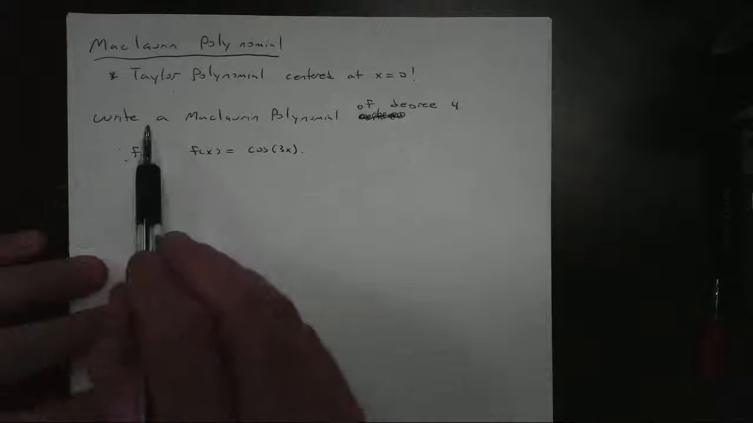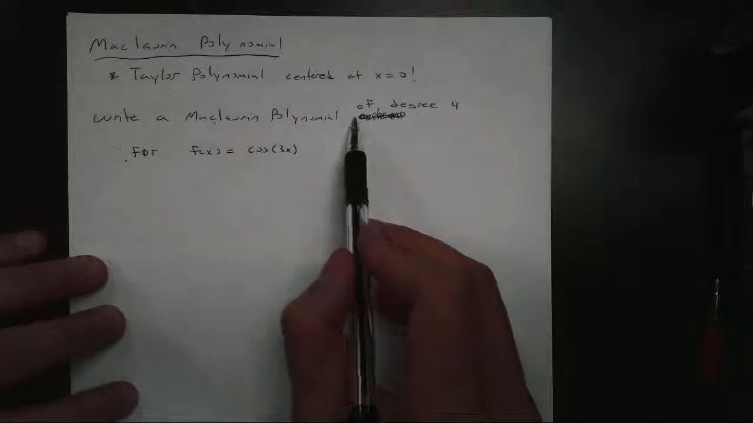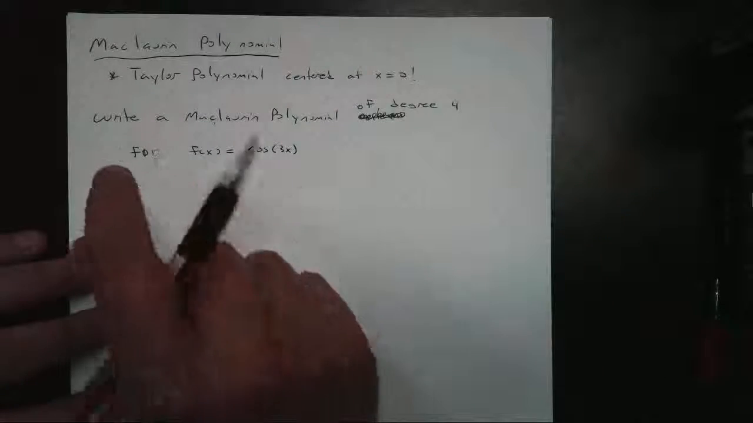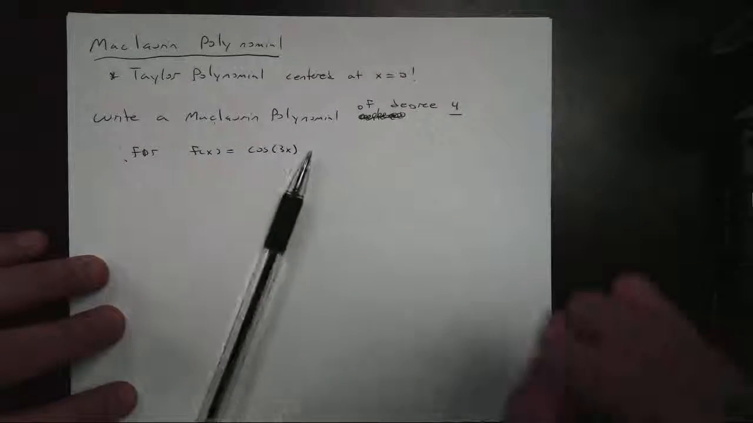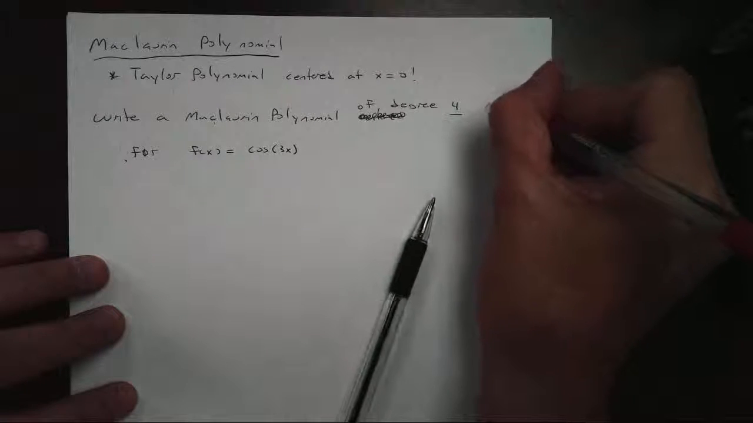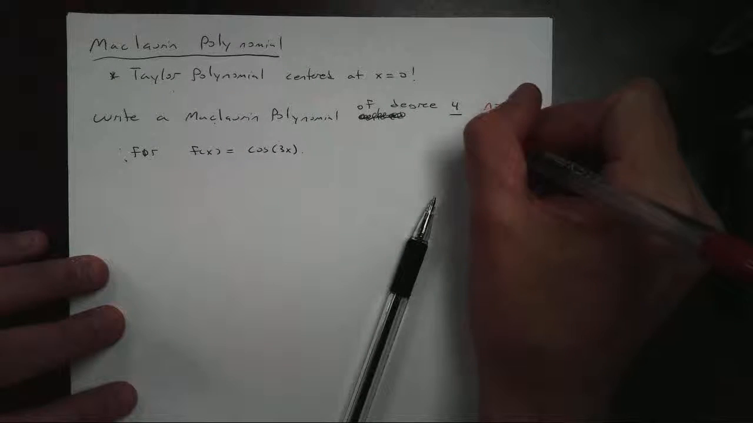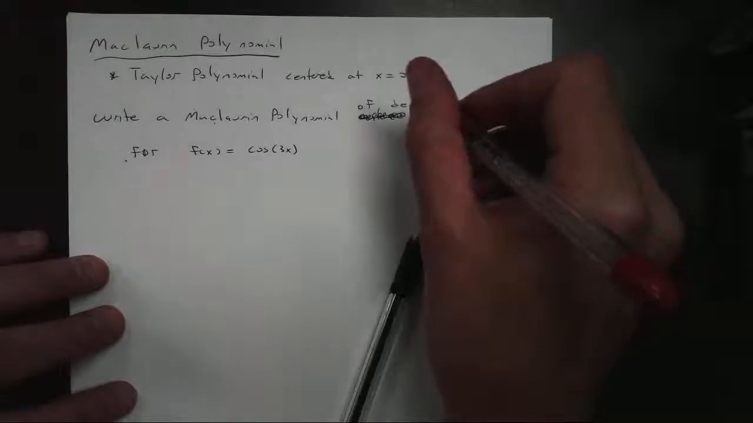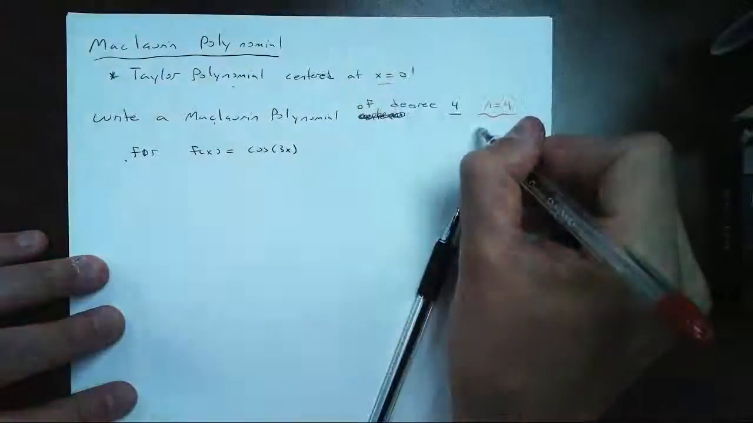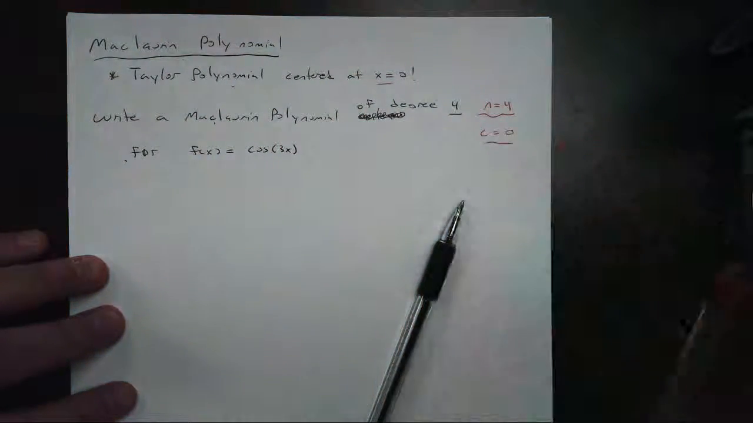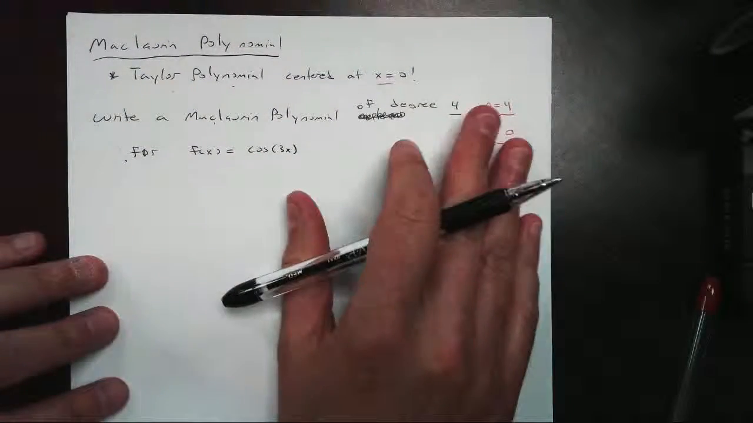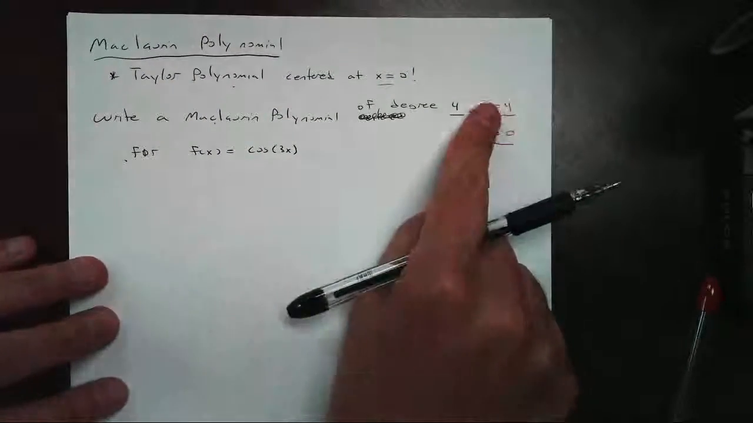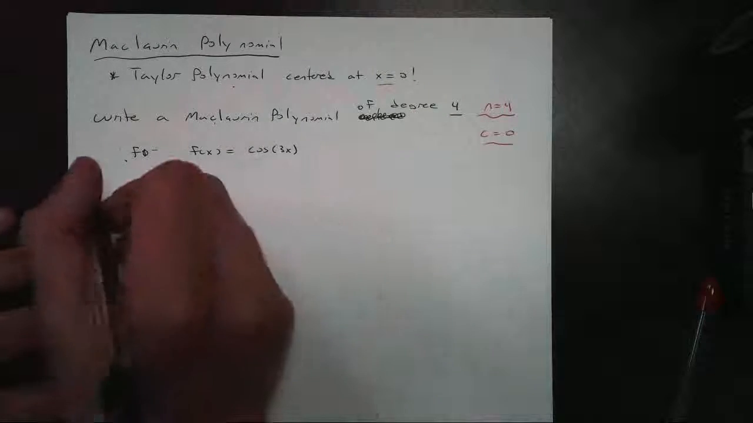So we want to write a Maclaurin polynomial of degree 4 for f of x equals cosine of 3x. Now, degree 4 is telling me that n here equals 4, so we want 4 derivatives. Because it's centered at 0, we also know c is 0. So what I'm first going to have to do is find 4 derivatives for this function.